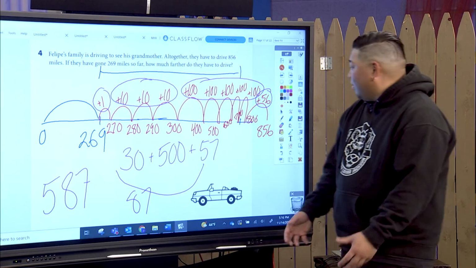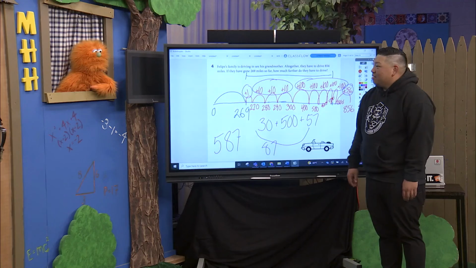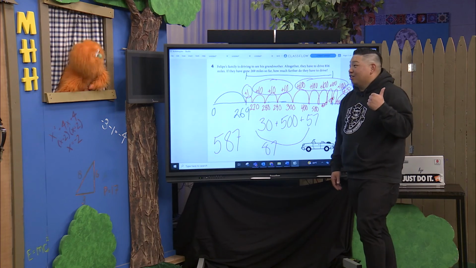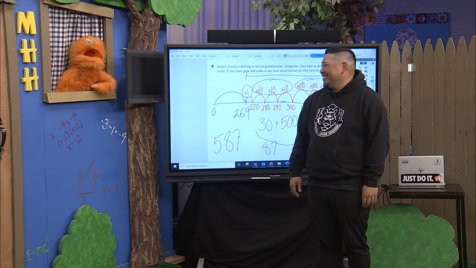Still got a ways to go. But it'll be great when they get there. There'll be all kinds of great, yummy food. Speaking of Grandma, I'm going to go visit mine. So I think we're done here for today. Oh, that's a good idea. I think I'm going to go visit some grandmothers myself.